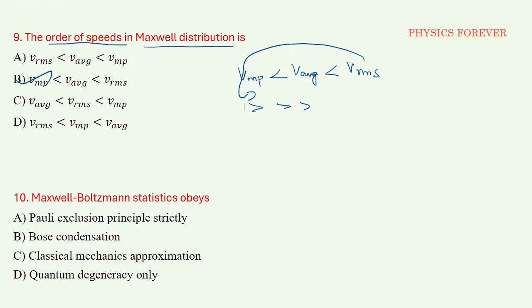Then, Maxwell-Boltzmann statistics obeys which one? Classical mechanics approximation. So the remaining we will discuss tomorrow. Thank you.